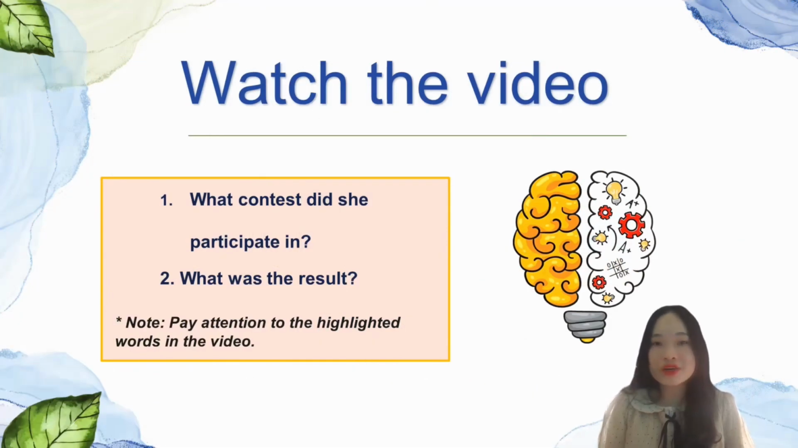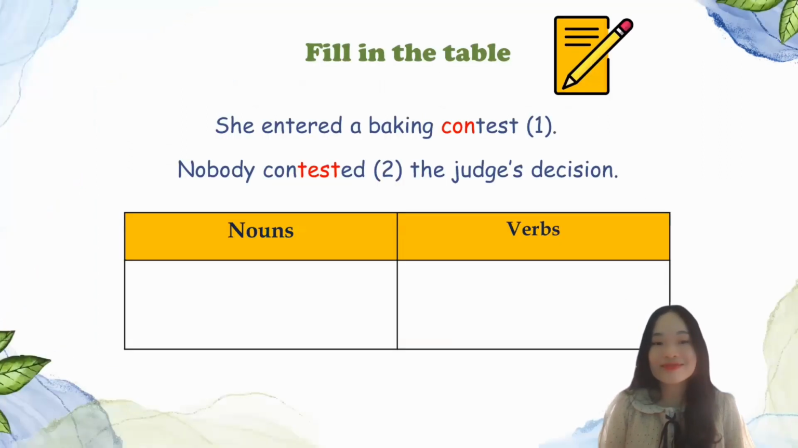After watching the video, have you got your answer for the two questions on the screen? I think it's yes. So let me show you the answer for the two questions. So you can see that the girl entered a baking contest. And at the competition, she made such a perfect cake that nobody contested the judge's decisions.